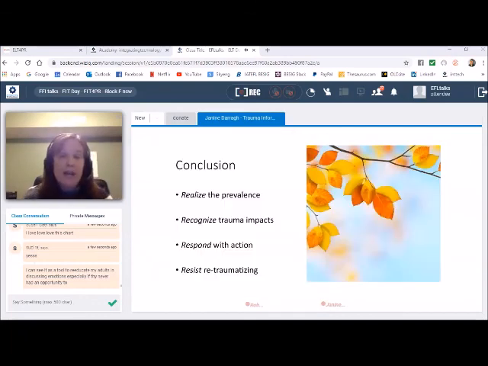So to conclude, I think the takeaways I was hoping for: realizing the prevalence of trauma. We are going to have students who've experienced trauma in our classrooms. We need to recognize how trauma affects the brain, especially with learning and emotion and behavior control, because that really impacts the classroom. And we can respond with actions, little actions, just like the strategies that I shared, and of course, always resist re-traumatizing our students and ourselves by taking good care.